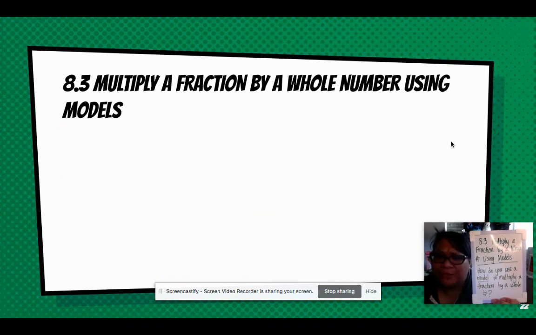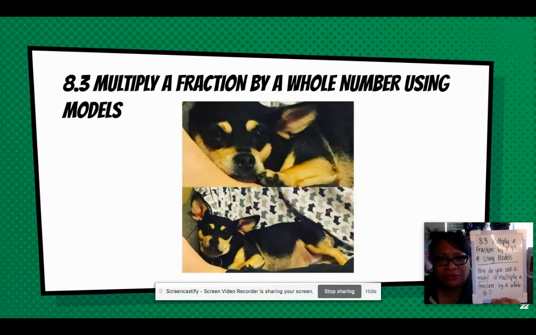And before we begin, I want to introduce you to my wonderful dog. This is Dolce. She's part Chihuahua, part Dachshund, and yes, she's a Chiweenie.